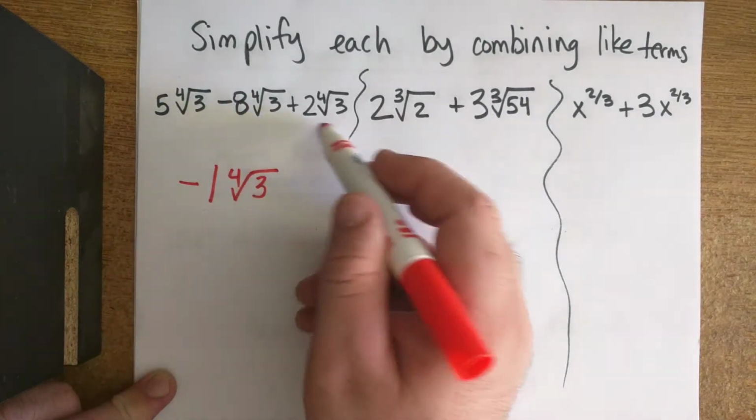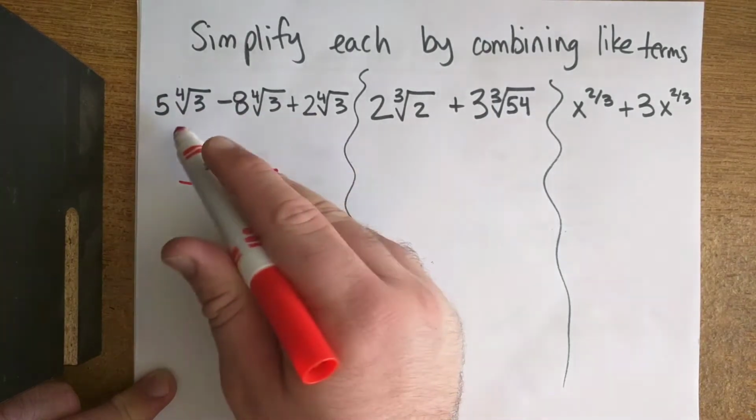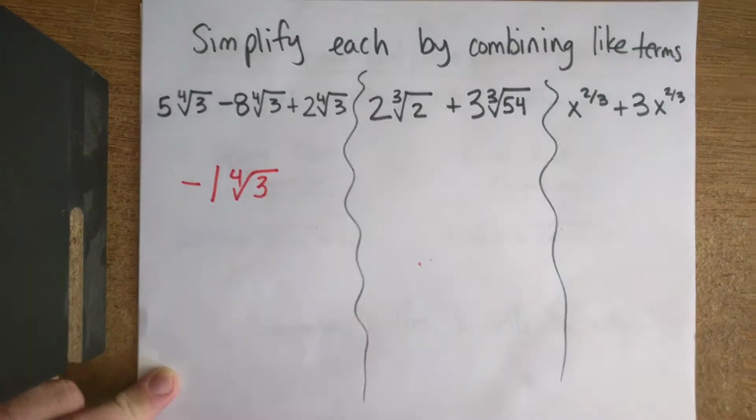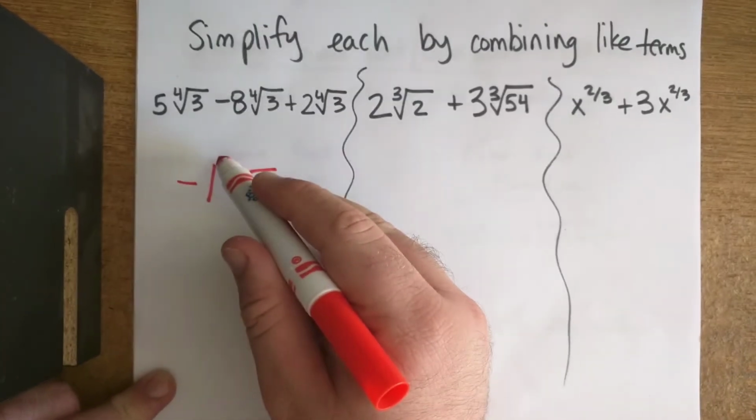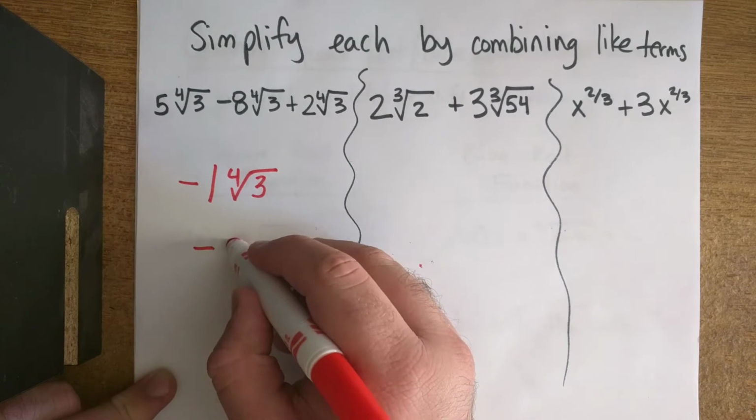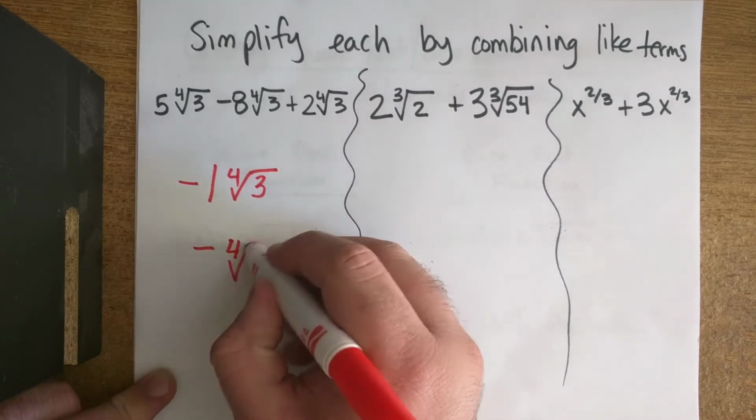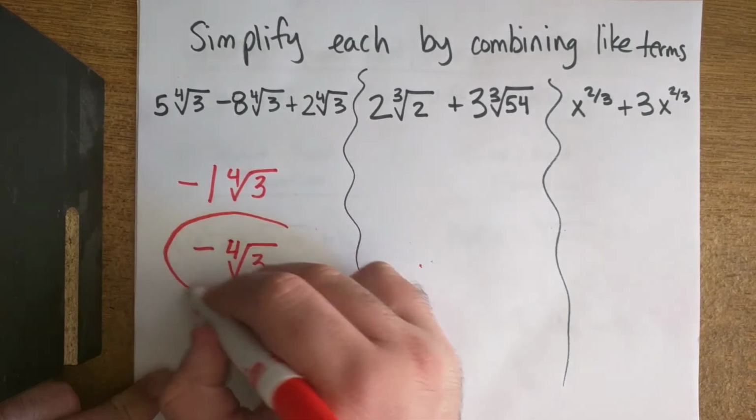So notice that the 4th root of 3 is still there. I just combine the numbers in front. And we all know that we don't have to put the 1 here, so this can be rewritten as negative 4th root of 3.